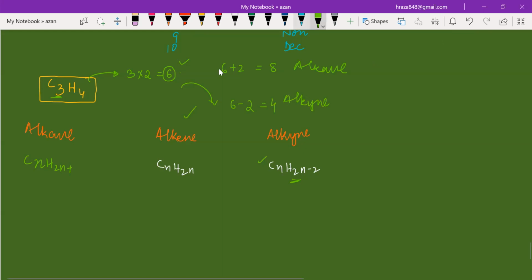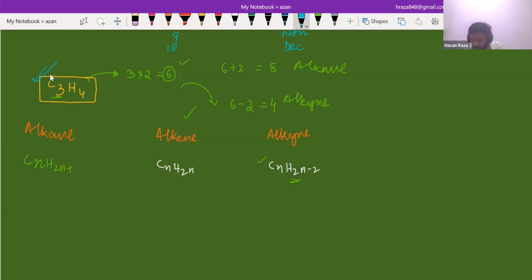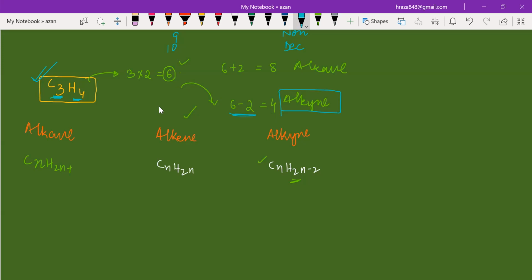Yes, sir. So now can you tell me what this is? Alkane, alkene, alkyne. Sir, this is alkene. No. Can you tell me what is the double of 3? 6. Is it 6 here? No, sir, 4. That means 6 minus 2, that is alkyne. Are you getting my point?